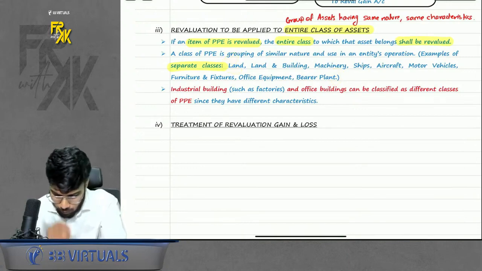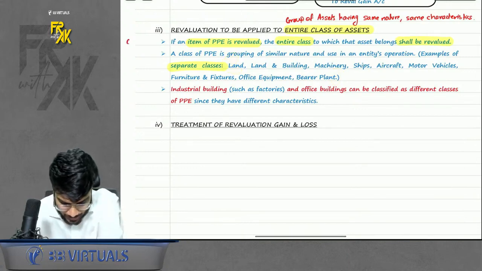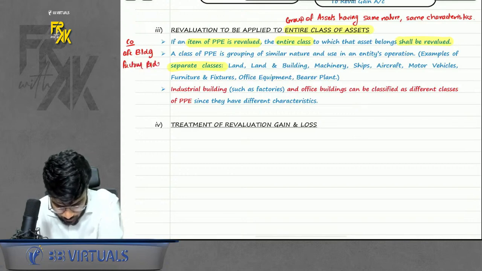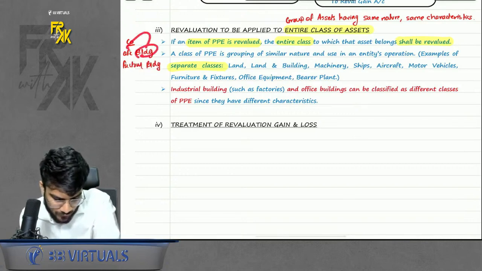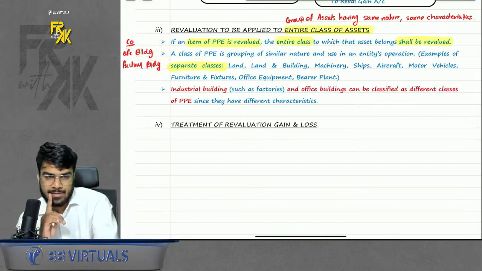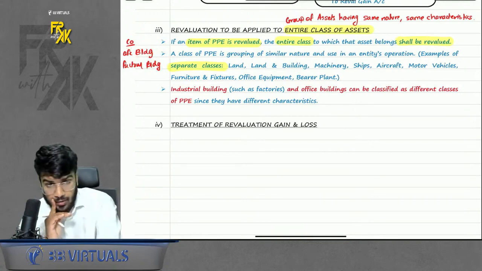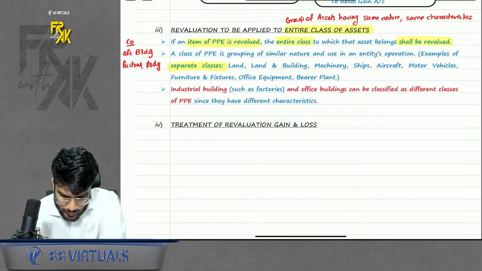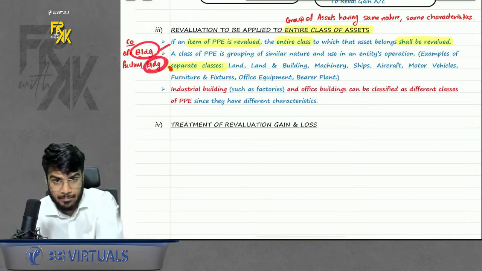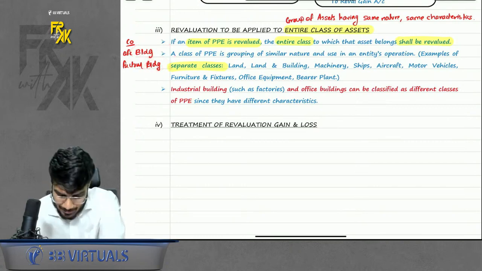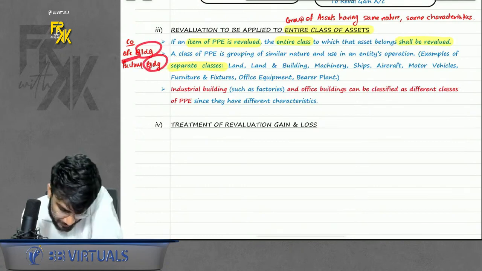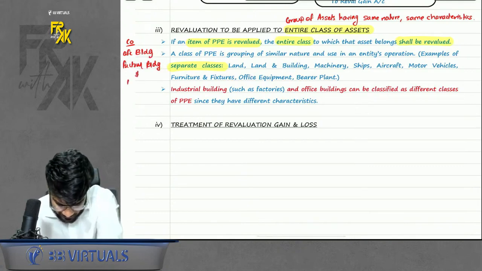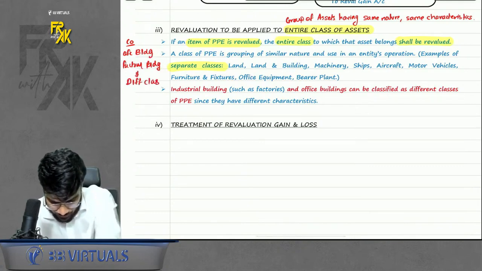Now one more case is discussed. Let's say a company has an office building and a company also has a factory building. Both are buildings, but one is an office building and one is a factory building. Will these two buildings be considered as a single class of asset or different classes? Just because they have building in their surname doesn't mean they are the same class of asset. These will be considered different classes.